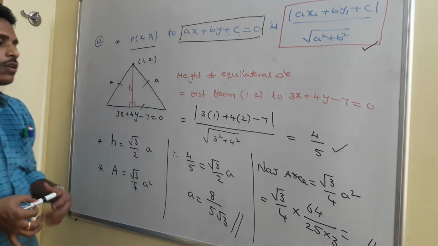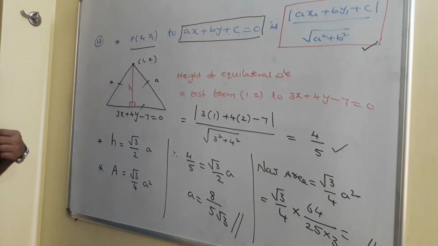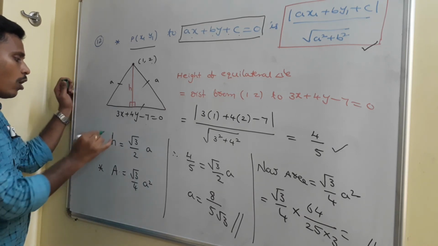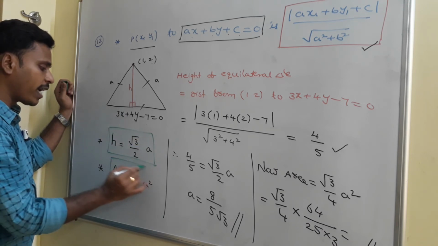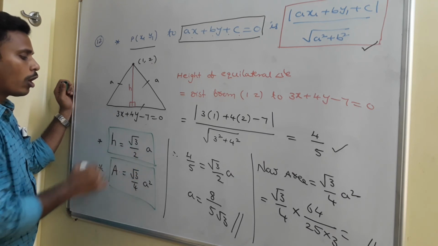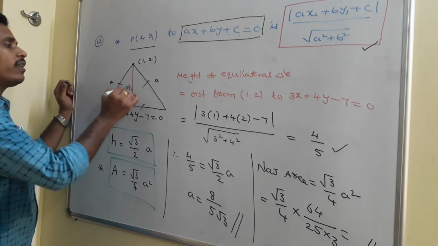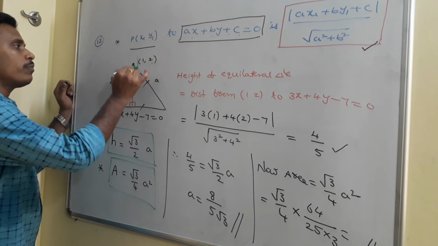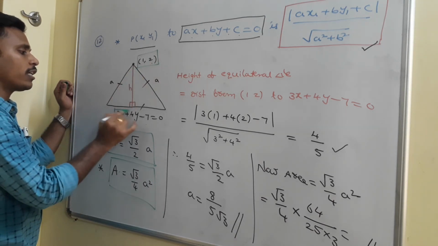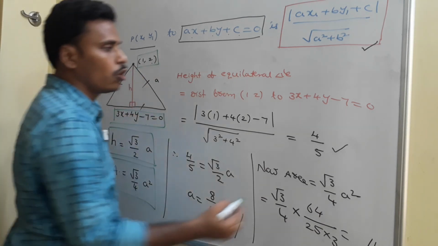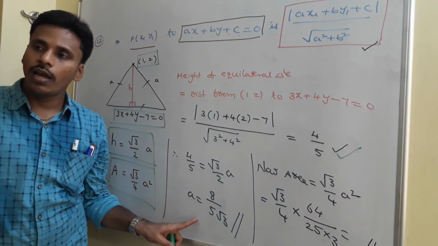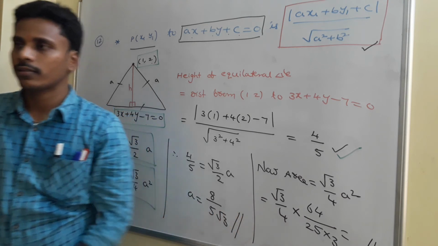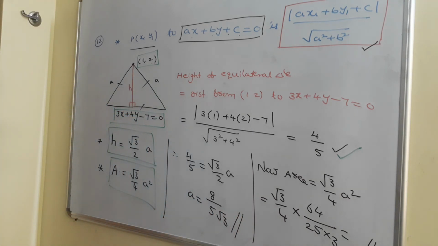Have a look at this. The question asks us to find the area of the equilateral triangle. For that, first of all, we find the side of the triangle, because there is a relation between the height and the side like this, and a relation between the side and the area like this. To use all these things, we first need the height, and that height is just the distance from (1, 2) to the line 3x + 4y - 7 = 0. We found it as 4 by 5. So the height is 4 by 5, then A, and then the area. Go for a screenshot again.